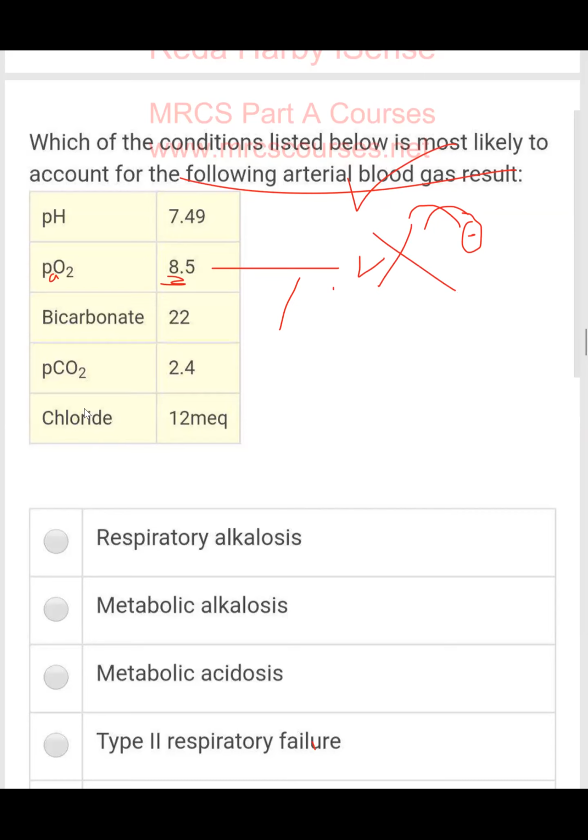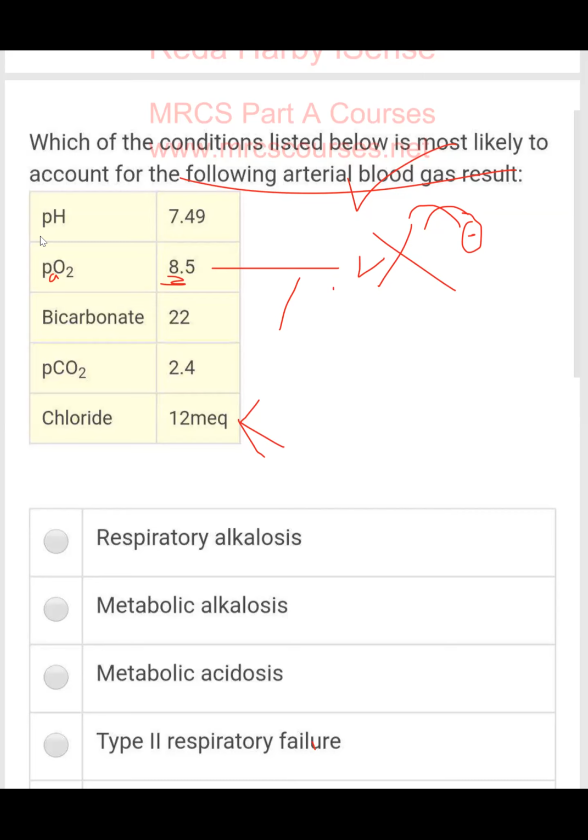Then we look at the values of sodium, potassium, and chloride. Chloride values are given, 12 milliequivalents, so it is between 95 and 105, you said. And I think the chlorides are increased here. Then we look at the patient's pH. pH is above 7.45, so it is alkalosis.